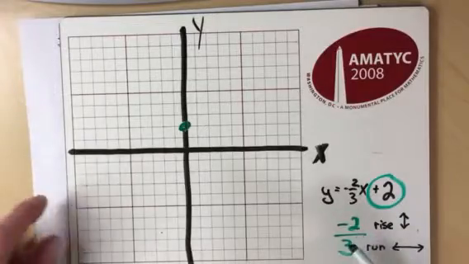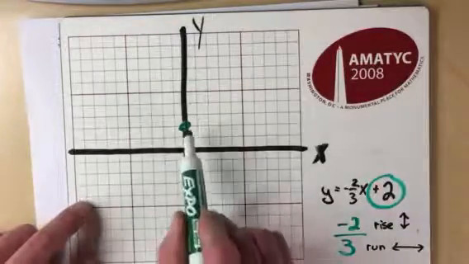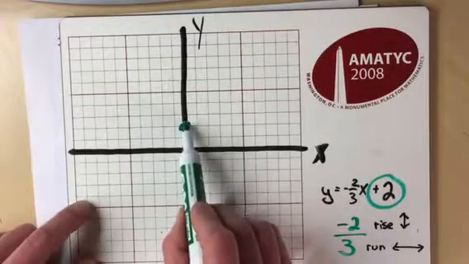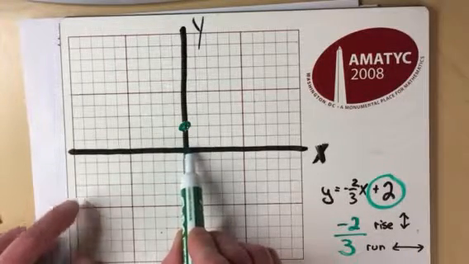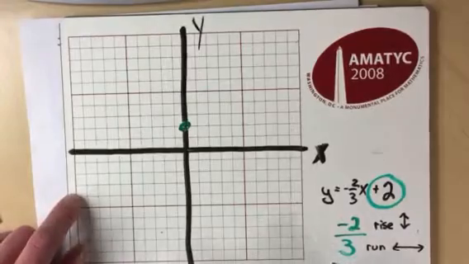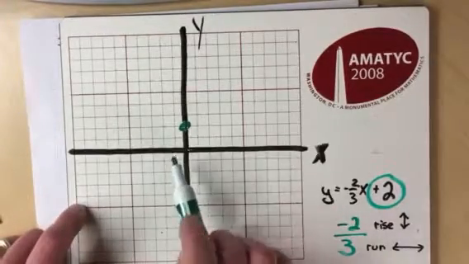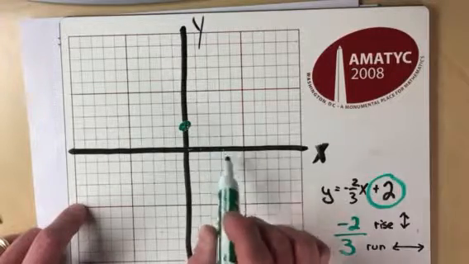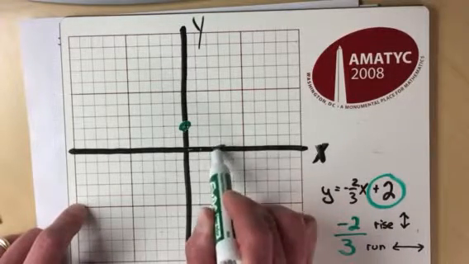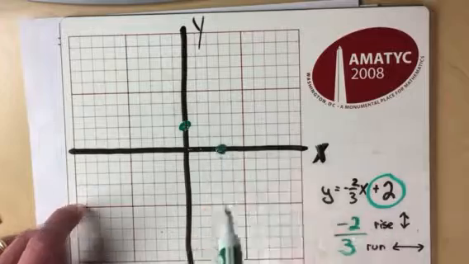So here our rise is actually going down. It's negative 2. So from our point that we already made, I'm going to count down 2 spaces. And then because our run is a positive 3, I'm going to count right 3 spaces. 1, 2, 3. And that's where I can make another point on the graph, right there.